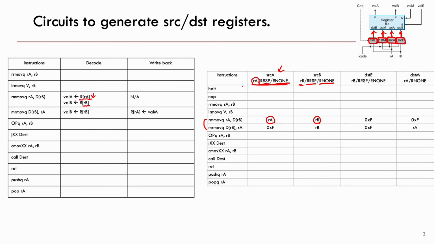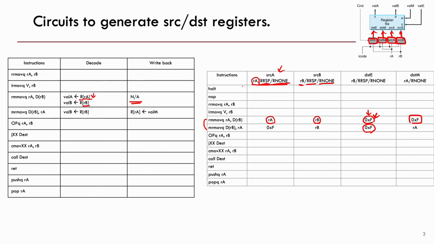Okay, and then in the write back stage, we are not going to write anything to the register file here. So we just output 0xF, just for rmmovq for now. So we output F for dest E. For the same reason, we output F for dest M. Then we are done for the register for the rmmovq instruction.